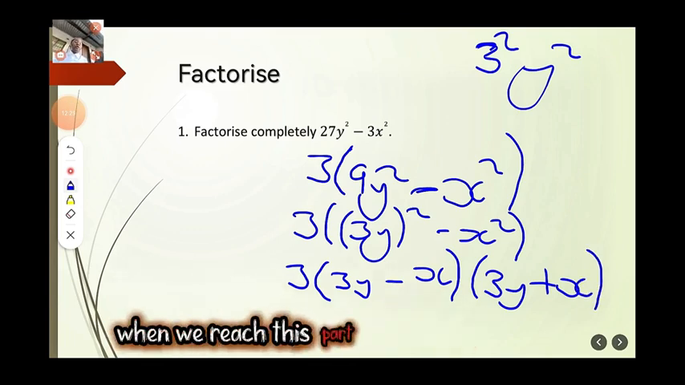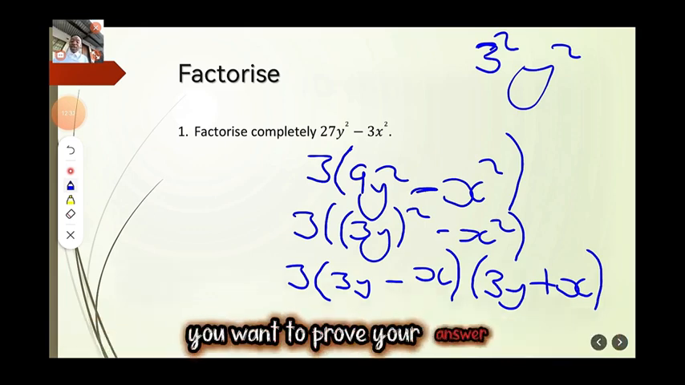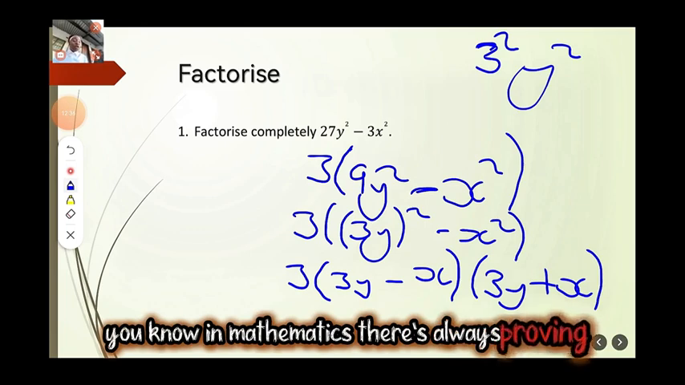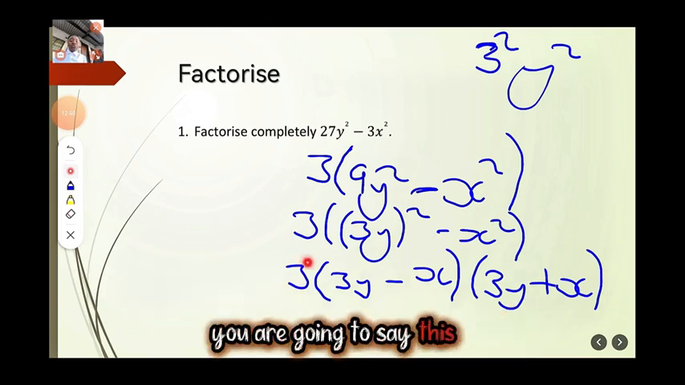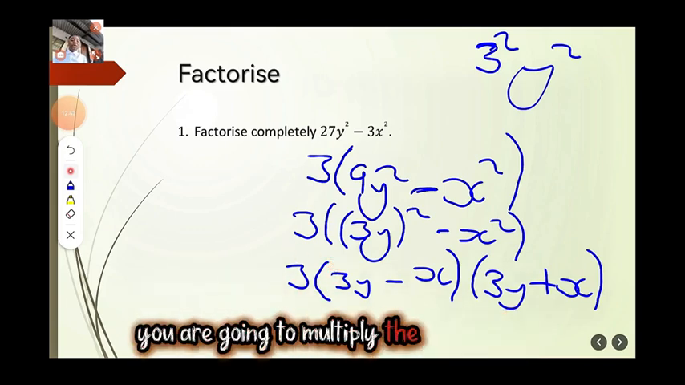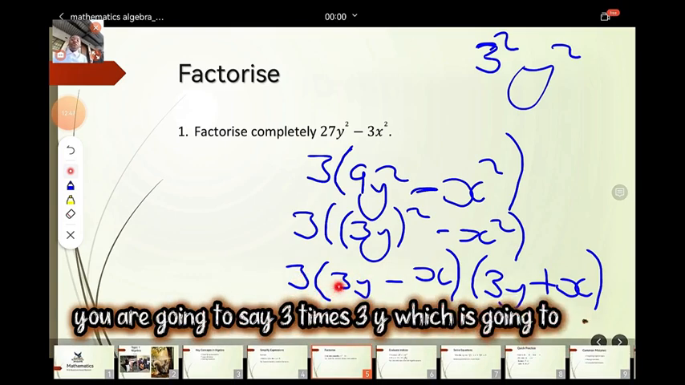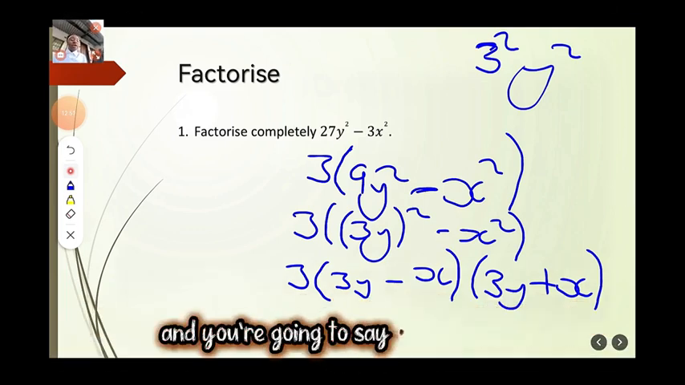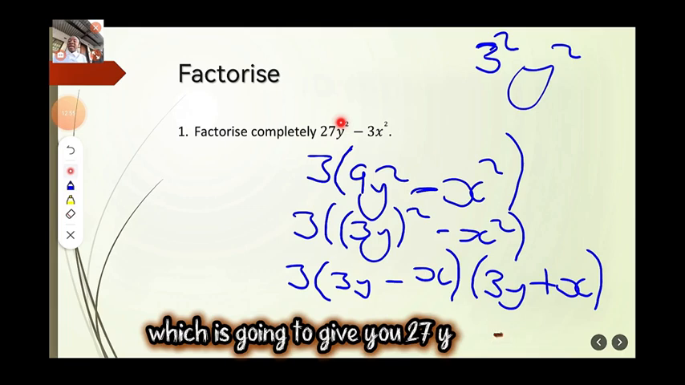When we reach this part, we come to our final answer. But if you want to prove your answer, you want to know if your answer is correct. You know, in mathematics, there's always proving. What you are going to do is so simple. You're going to multiply the 3 with this 3. You're going to say 3 times 3y, which is going to give you 9y. And you're going to say 9y times 3y, which is going to give you 27y squared.